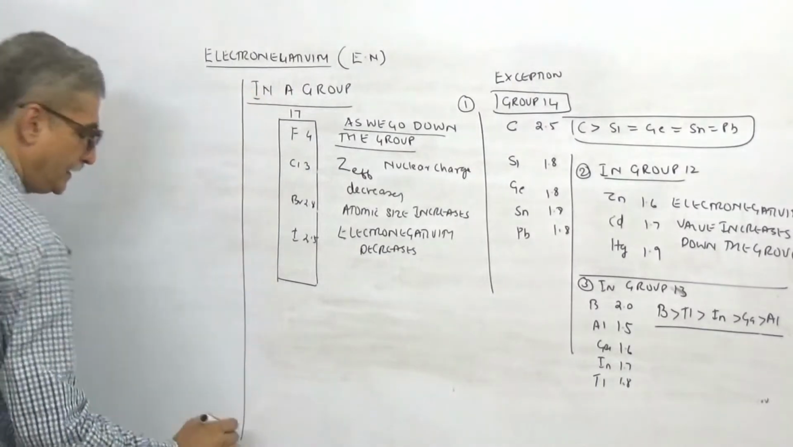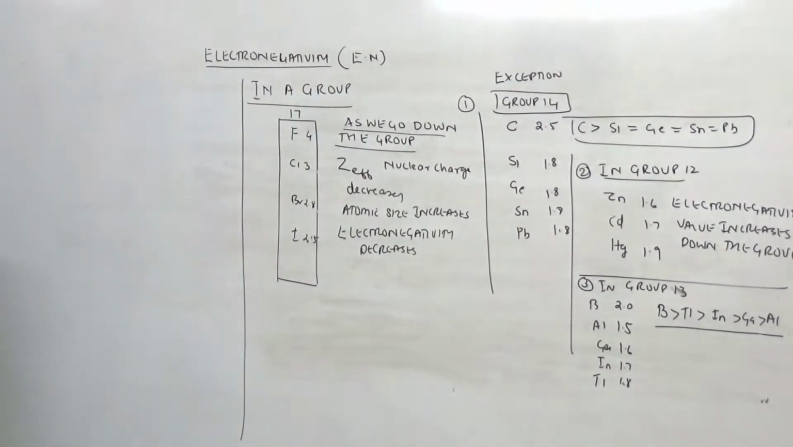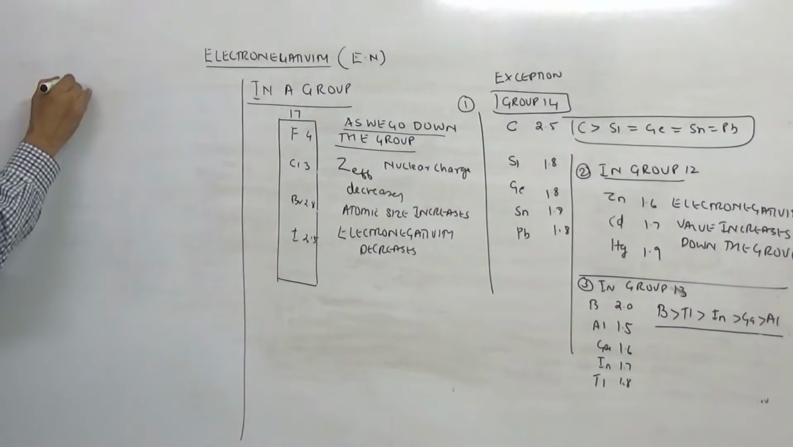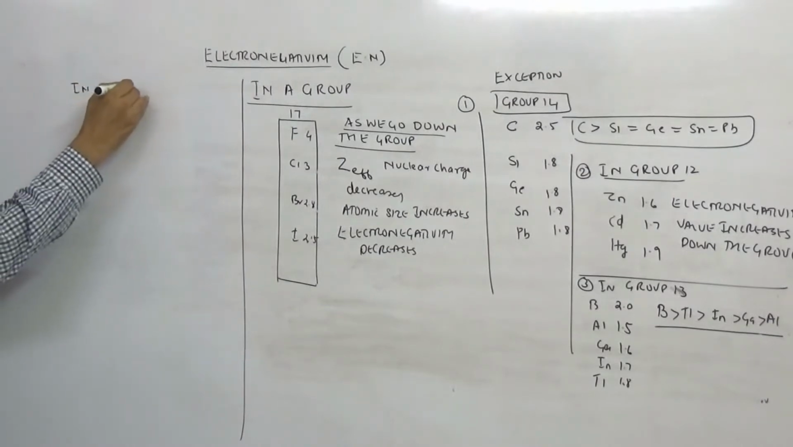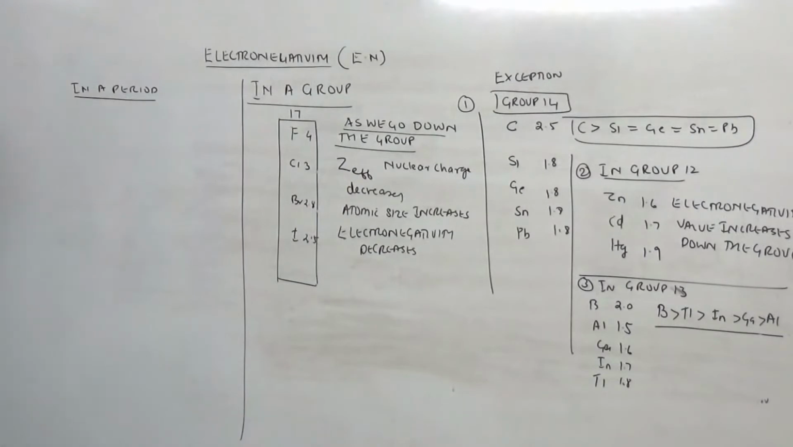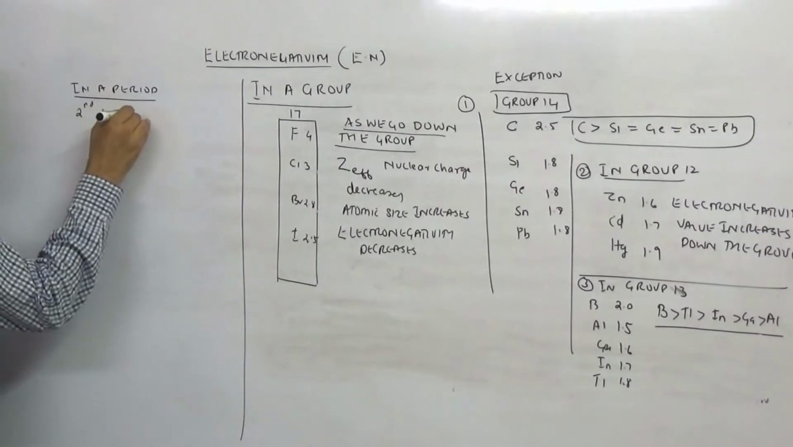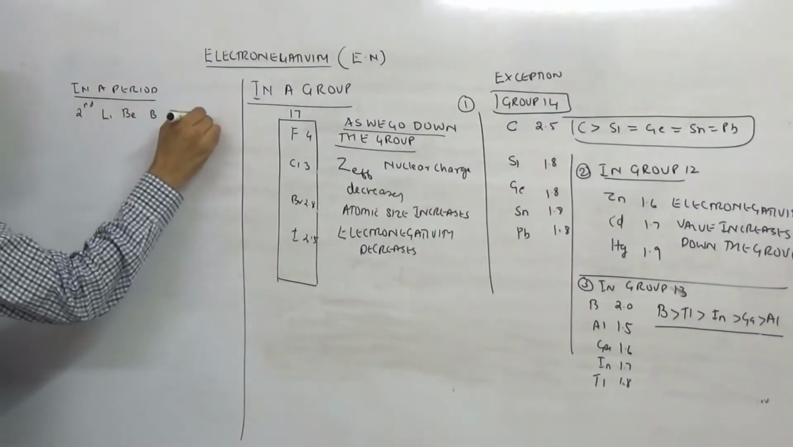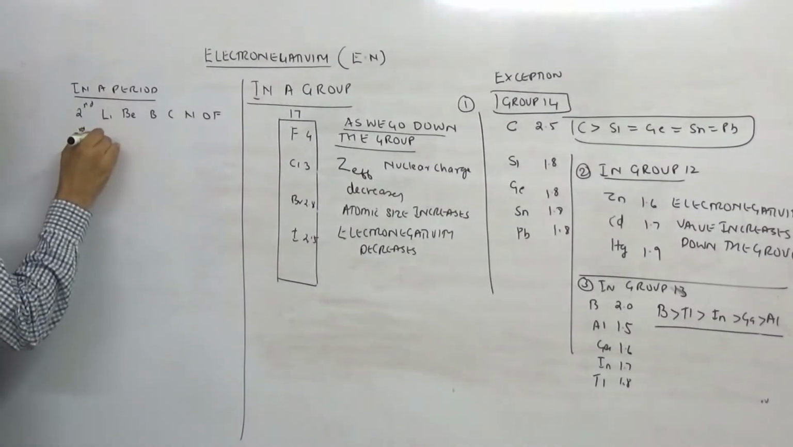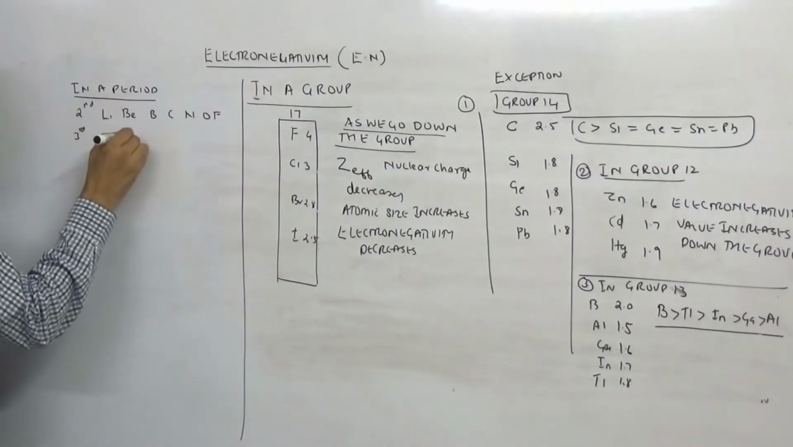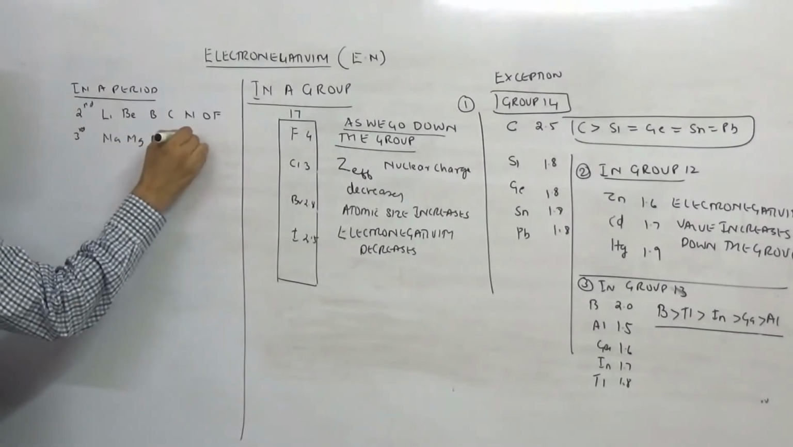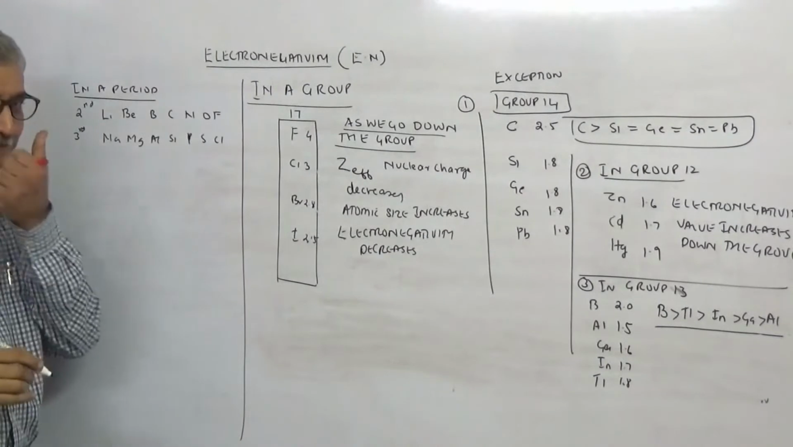Now let us look at the situation in a period. Let us look at the second period. We have lithium, beryllium, boron, carbon, nitrogen, oxygen, fluorine. Also the third period. What do we have? We have sodium, magnesium, aluminium, silicon, phosphorus, sulfur, chlorine. What happens?